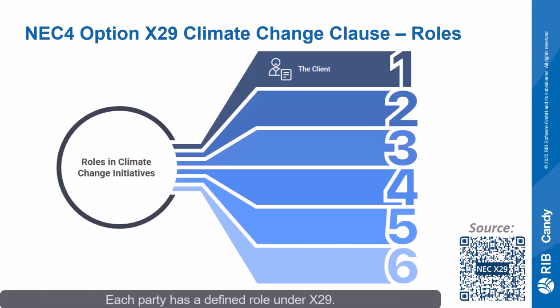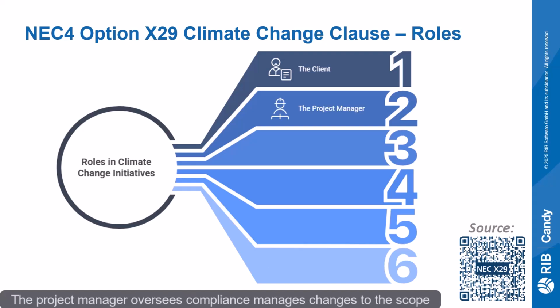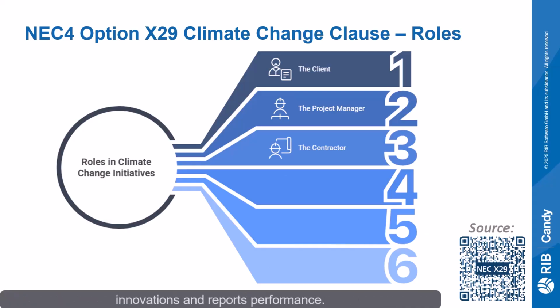Each party has a defined role under X29. The client sets the climate change requirements and identifies climate change partners. They lead by embedding carbon goals into the scope. The project manager oversees compliance, manages changes to the scope, and ensures alignment with contract processes. The contractor develops and implements the climate change plan, proposes innovations, and reports performance.